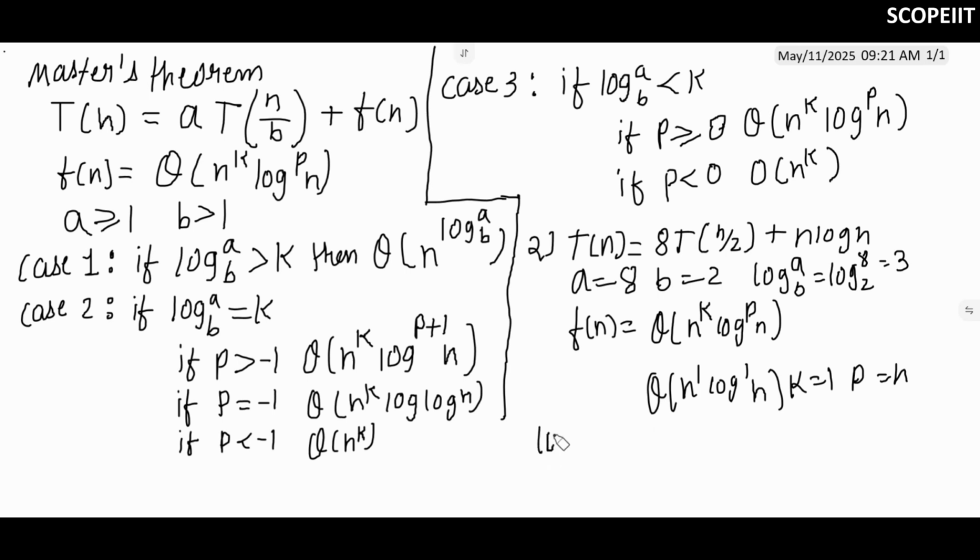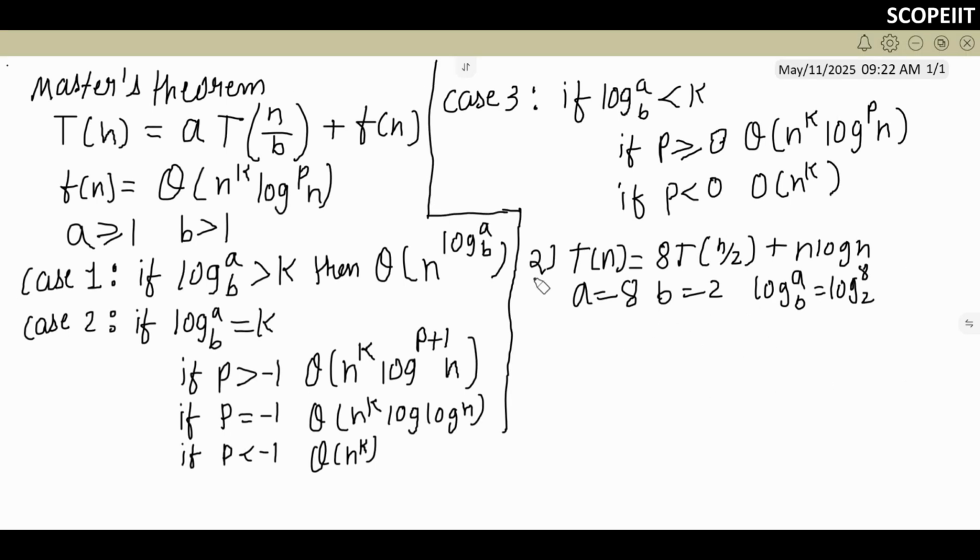Then again, compare log a to the base b. Here also log a to the base b is greater than k, because our k is 1 and log a to the base b is 3. Then again it will go to the first condition, theta of n to the power log a to the base b. So now what we got, n to the power 3. So the answer for this question will be theta of n cubed.